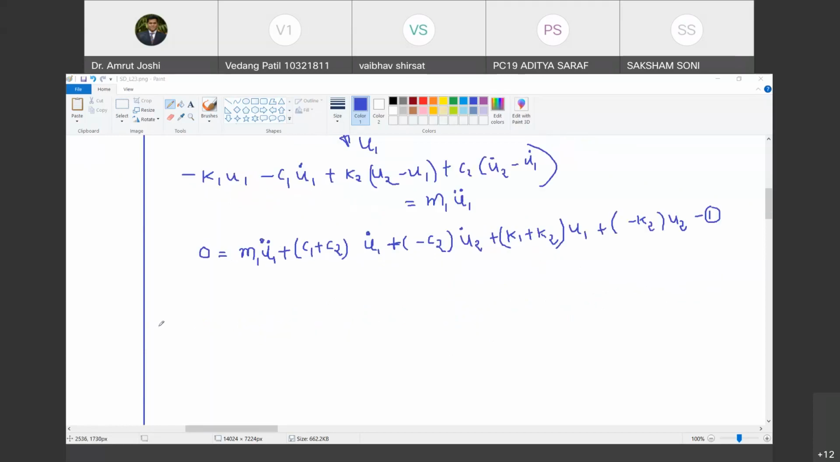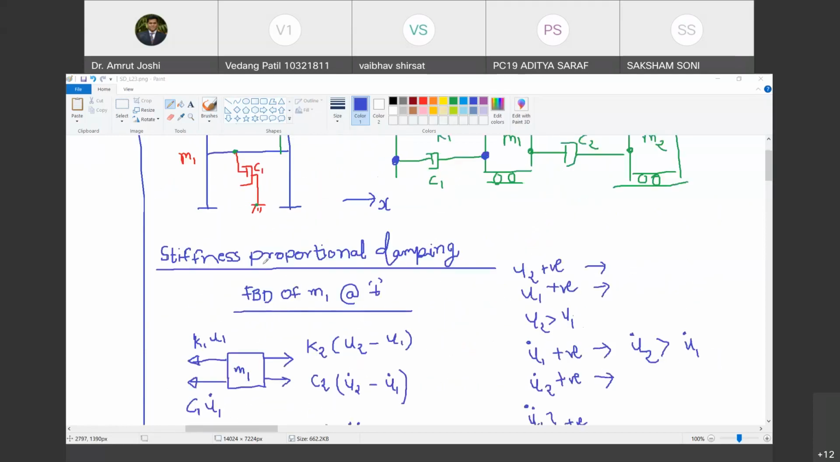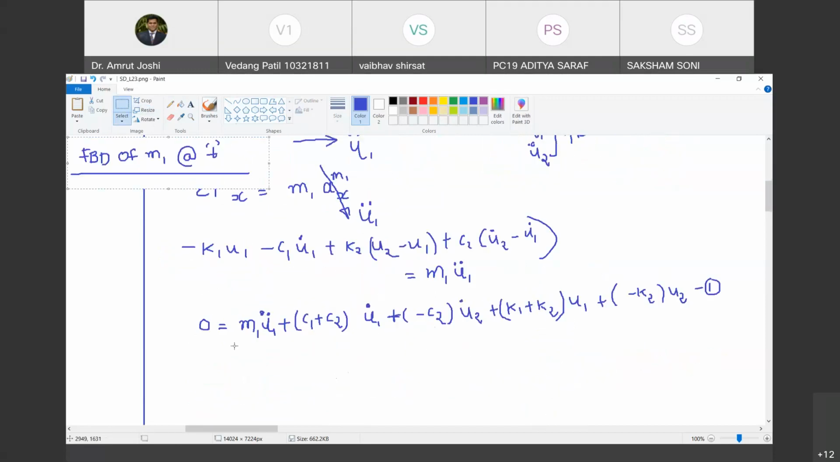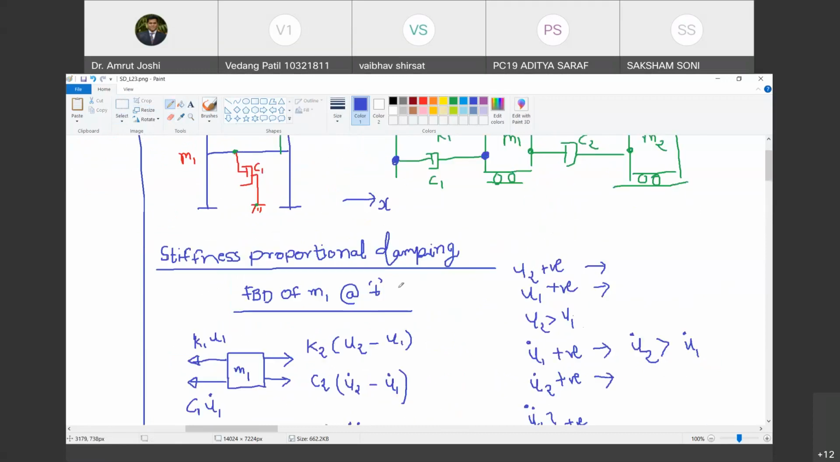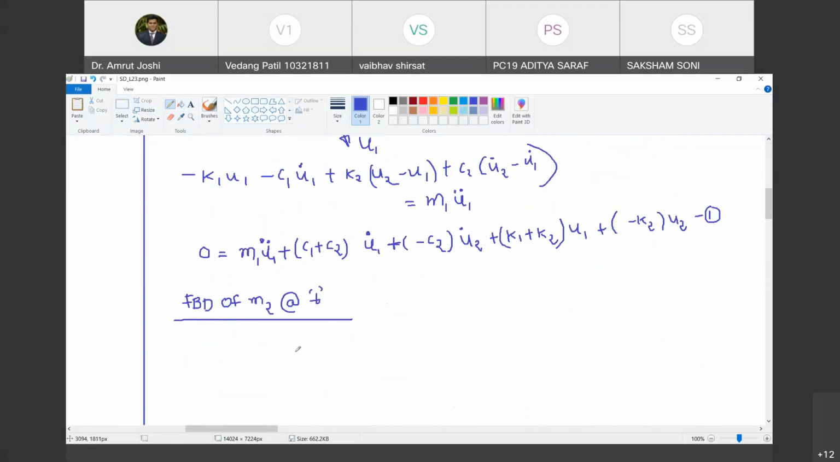Chalo. Now let us draw the free body diagram at the same instant of time, but of mass m2. Happy? Yes, sir. So free body diagram of mass m2 at the same instant of time. So how does the mass m2 look like? How does the free body diagram of mass m2 look like?